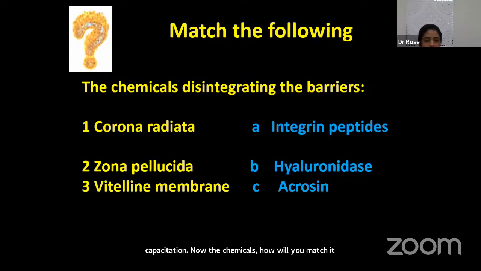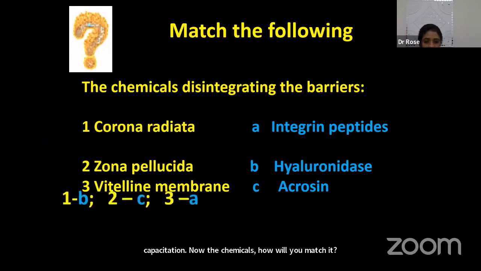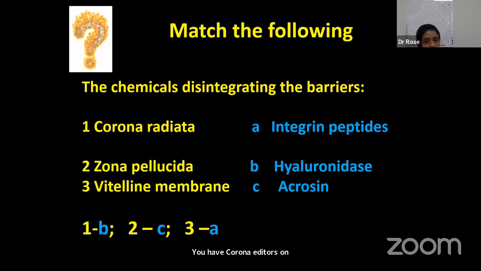Now, the chemicals, how will you match them? You have corona radiata, zona pellucida, and vitelline membrane. So, for corona radiata, the chemical is hyaluronidase. For zona pellucida, you have acrosin, and for vitelline membrane, you have the integrin peptides.